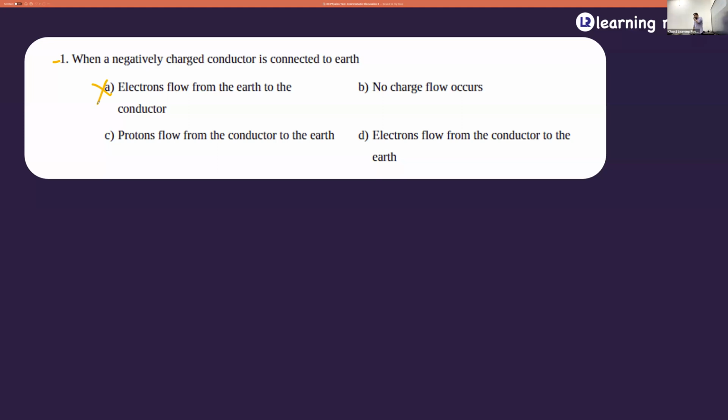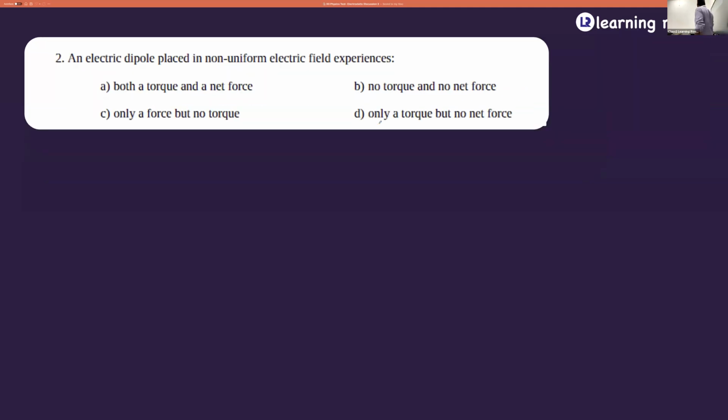So this is wrong. Secondly, when you connect a charged conductor to the Earth, there should be a flow of charge. There is no possibility that no charge is going to flow, so this is also wrong. What about this? Protons flow from the conductor to the Earth. Electrons flow from the conductor to the Earth. What will happen? The Earth will take the excess charge present in the conductor. So this is the right option. I'm sure most of you would have chosen this, but did you understand why the logic is that?